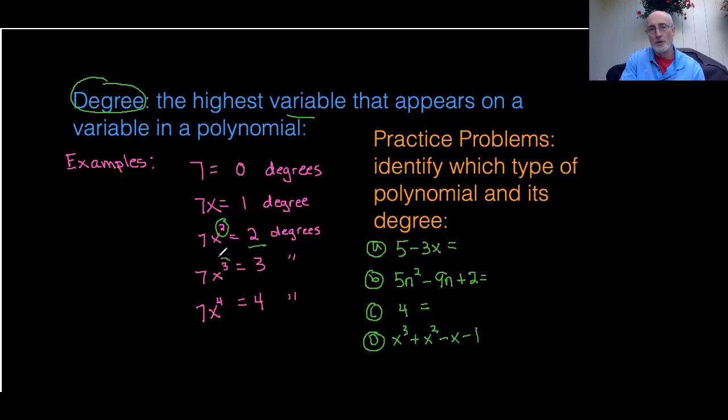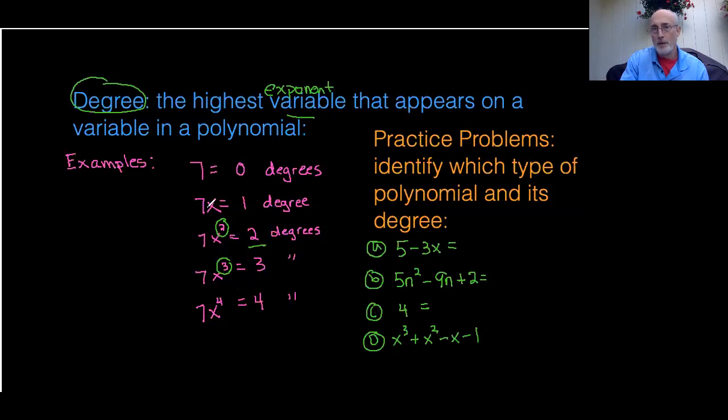7x to the third, the highest exponent, and I'm going to just write this right here. This might kind of clarify, the highest exponent on this variable is the degree. So 7x to the third is 3 degrees, 7x to the fourth is 4 degrees, okay? So that's how you determine degrees. Just be sure to write that down in your notes and have that when you do your homework, and kind of remember that.